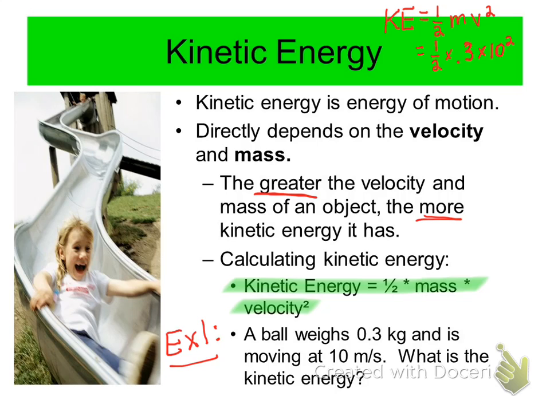We got 1/2, or we got 0.5 times 0.3, or 3/10 times 5/10 is 15/10. And then 15/10 times 10 times 10 is... 10 times 10 is 100. So 0.15 times 100 is what?